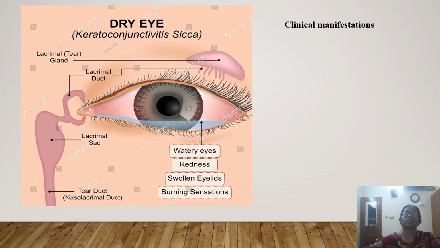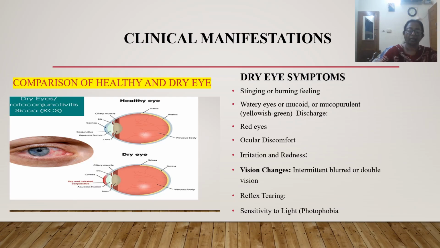So clinical manifestations: in this diagram we can see the watery eyes, the redness, swollen eyelids, and burning sensations. So comparison, you can see the picture, comparison of healthy and dry eye. Here you can see in the dry eye there is dry and irritated conjunctiva.